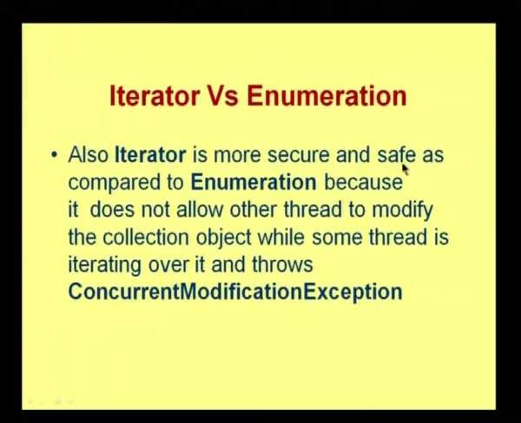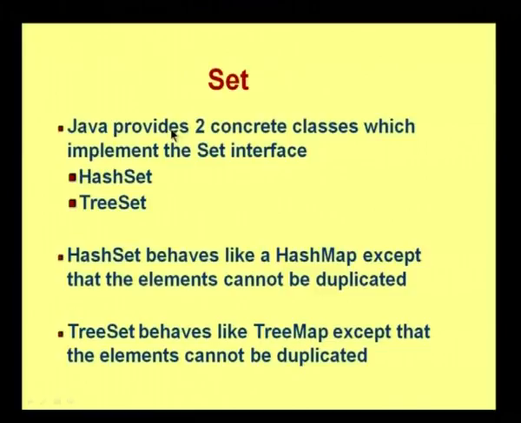Iterator is more secure and safe as compared to the enumeration because it does not allow other threads to modify the collection object while some thread is iterating over it, and in case it happens, it throws a concurrent modification exception. So that is the difference between your iterator and enumerator. Iterator is more secure and safe than the enumeration because the synchronization process, everything is good with respect to your iterator. So next we will move on to set.